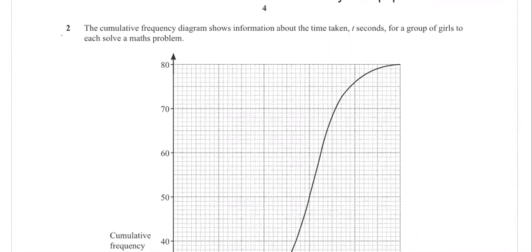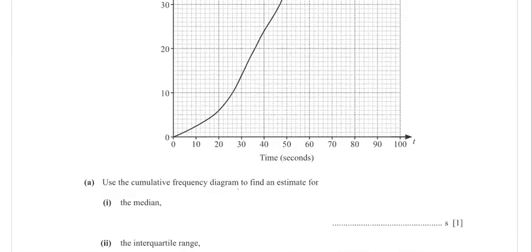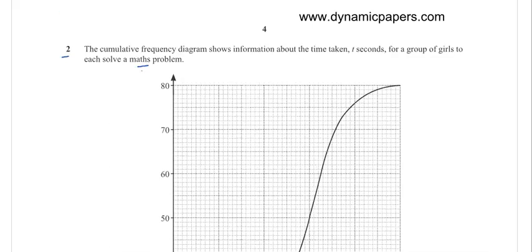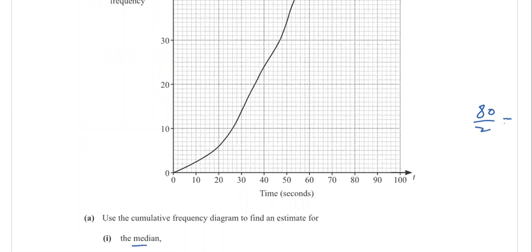Next, question number 2. The cumulative frequency diagram shows the information about the time taken, T seconds, for a group of girls to each solve a math problem. This is the cumulative frequency curve given. Use the cumulative frequency diagram to find an estimate for the median. Now for median, we know median is half of the total frequency, as the last cumulative frequency is 80. So for median, it will be 80 divided by 2. 80 divided by 2 is 40.